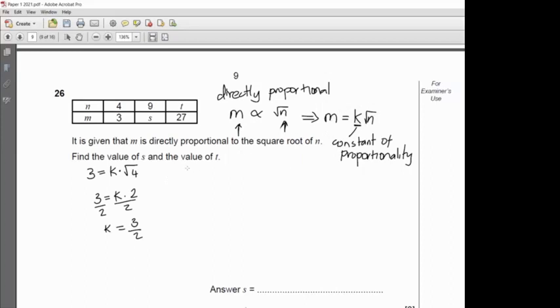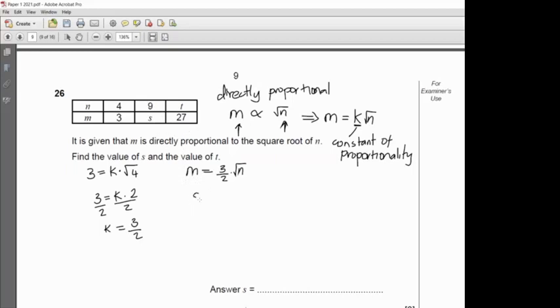So now that we know our constant of proportionality, we can rewrite this expression here without the k. So we can say that m is equal to our constant of proportionality, which is 3 over 2, multiplied by the square root of n. And then we'll use this equation here to solve for s and t. So let's start with this first one here. Here we're given the value of n, so n is equal to 9. So we'll substitute it there and then solve for s. So when n is 9, m is s.